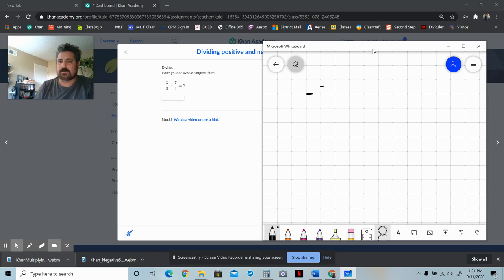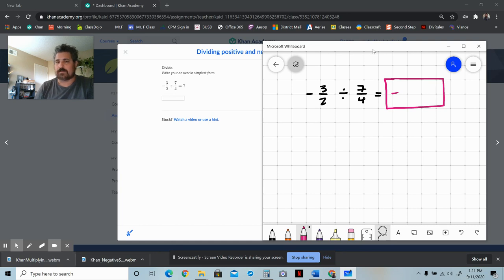So this is negative 3/2. We're dividing it by a positive 7/4. Remember, resolve your sign first. A negative divided by positive is going to be a negative answer. So put a negative in a box. And then key flip change. Let's change our division to multiplication.